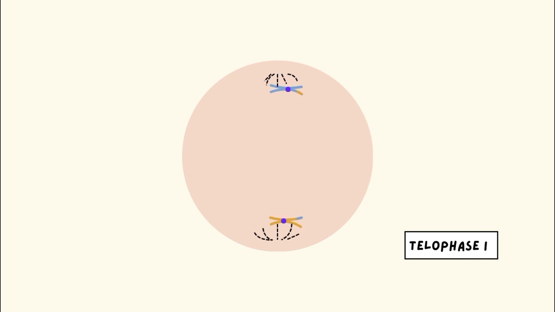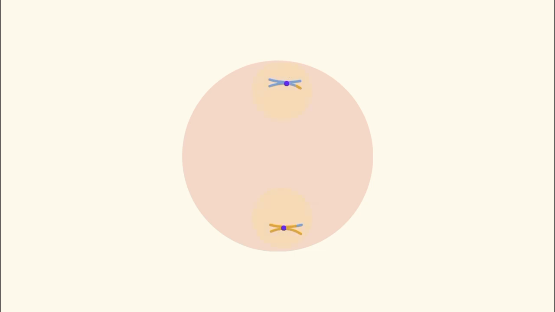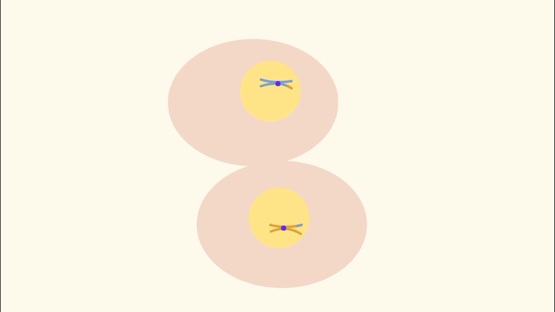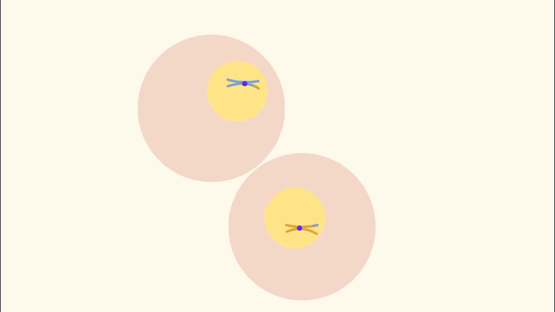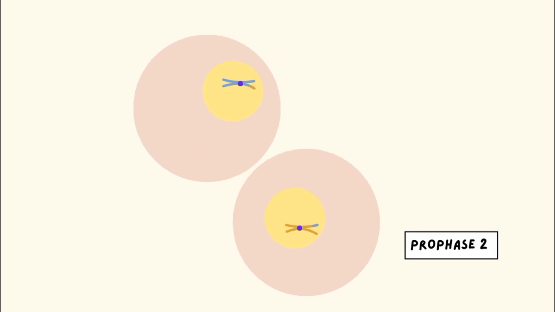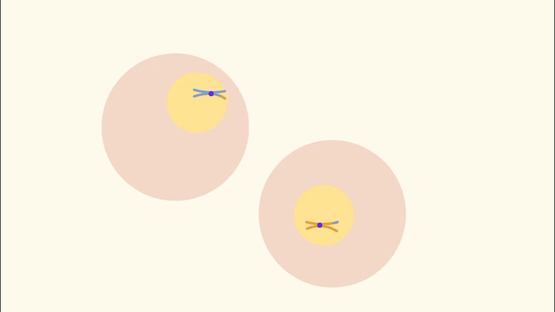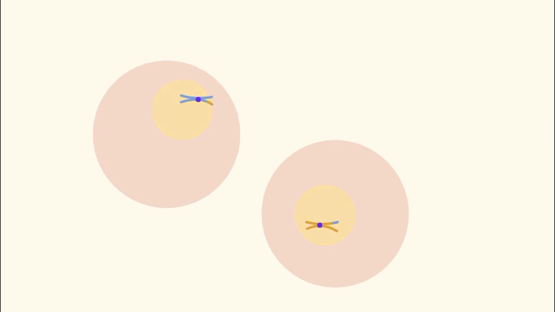The cell then proceeds to telophase 1, during which the chromosomes reach the opposite poles. Nucleolus and the nuclear membrane reappear. Spindle fibers disintegrate. Chromosomes uncoil partially. It is followed by cytokinesis, forming 2 haploid daughter cells. These haploid cells move into prophase 2, where the chromosomes condense. The nuclear membrane and nucleolus disappear and spindle fibers form.